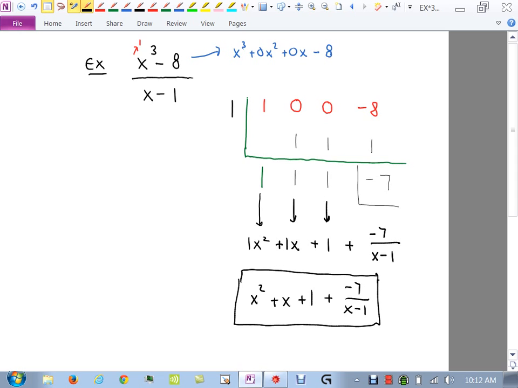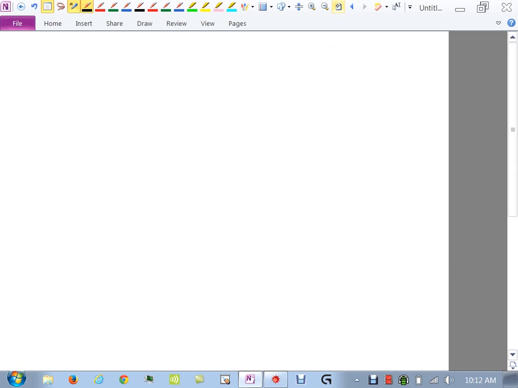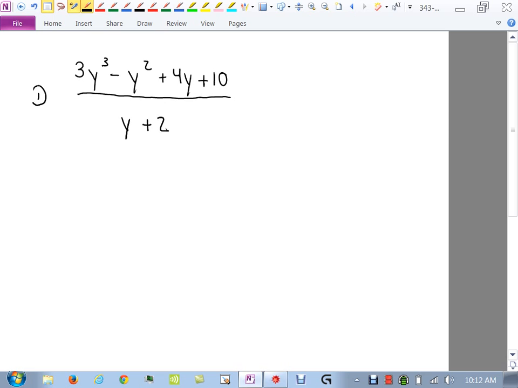I'm going to give you a couple to try, okay? How about this one? Try 3, we'll change the variable up. 3y cubed minus y squared plus 4y plus 10. I want you to divide that by y plus 2. We'll say that's problem 1. Problem 2, try 4a cubed minus 6a squared minus 8 over a minus 2. Try those two.